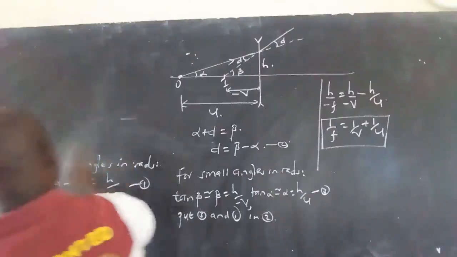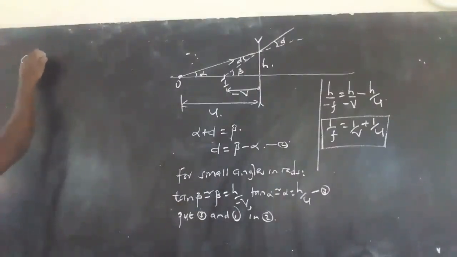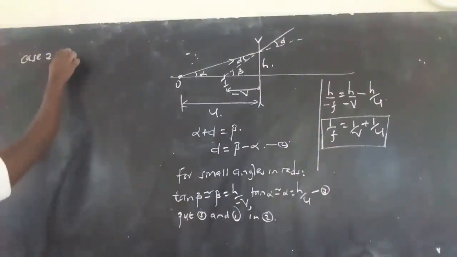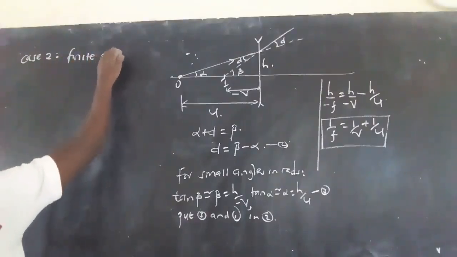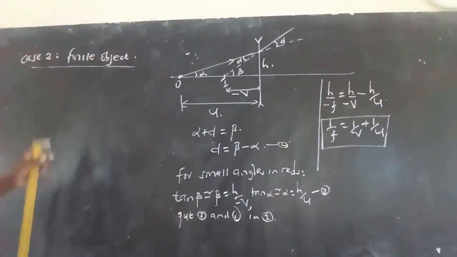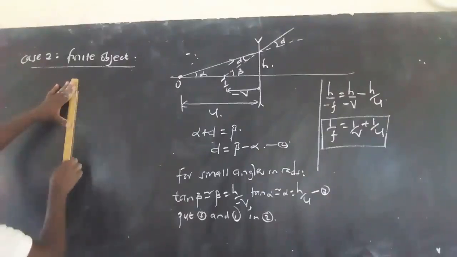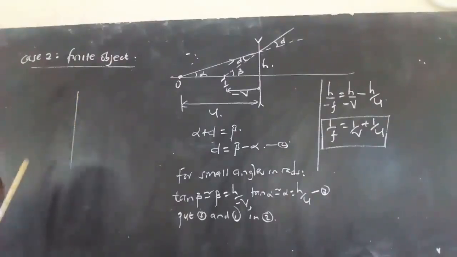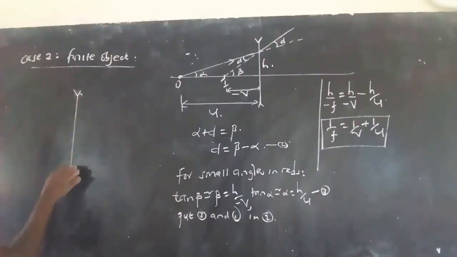Then case 2, that's the finite what? Object. Case 2 is the finite what? Object. So we do the diagram.